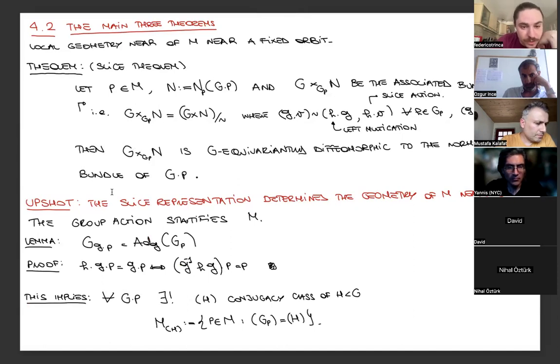The second main theorem that I would like to mention is the stratification theorem. Essentially, because of this lemma here, for every orbit there exists a unique conjugacy class of subgroups of my Lie group. And this gives us submanifolds of my manifold, which are the points which have the stabilizer in the same conjugacy class.